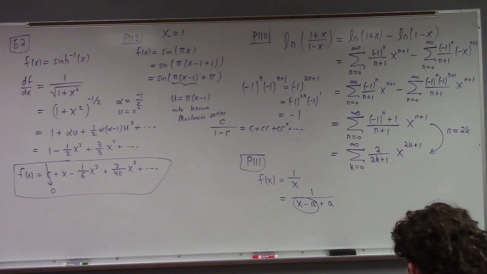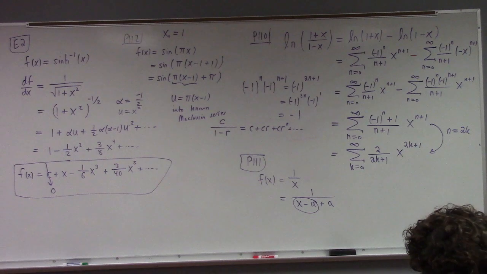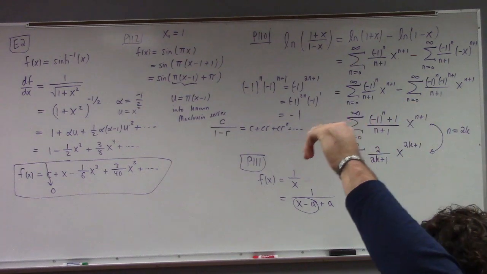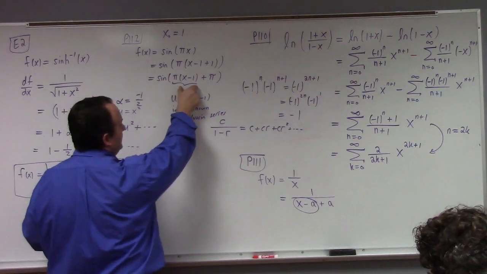On P112, why can't you just put pi x as your u, plug it into the Maclaurin series? Because we're asked to find the expansion centered at 1. Oh, okay. So that's the issue. We're looking for powers of x minus 1. So when you're trying to find it centered at 1, why would you use like minus 1 plus 1? Because that makes an x minus 1 appear.